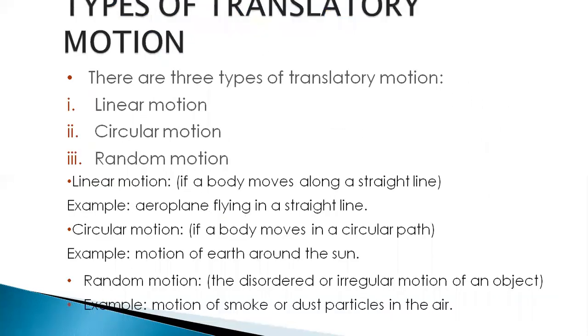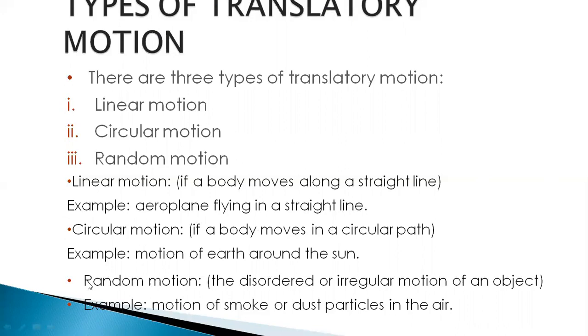Okay, second, in translational motion, again we have three types of motion. First one is linear motion. Linear, as the name states, the body always moves along a straight line. For example, an aeroplane flying in a straight line. Second one, we have circular motion, that is nothing but curvilinear motion. So if a body moves in a circular path or a curved path, the body is said to be in curvilinear motion or circular motion.